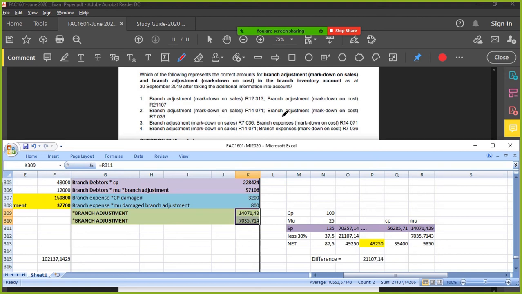Okay, so which option are you going to choose? Why do 2 and 4 look exactly the same? Okay, no, branch at 2. You're going with option 2. Number 2. Yes, the markdown on the sales is that figure, and the markup that you've reduced was the difference. Yes. So 4 just said branch expenses. That's where it's wrong. Option 4, looking at branch expenses. Okay, well, branch expenses relates to the cost.